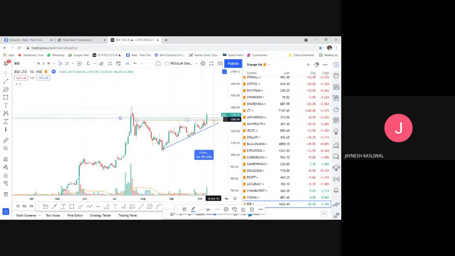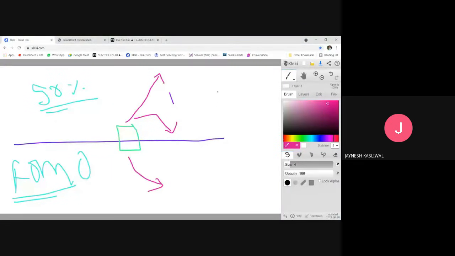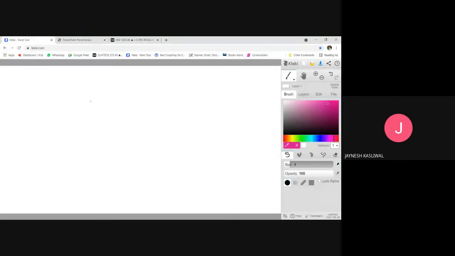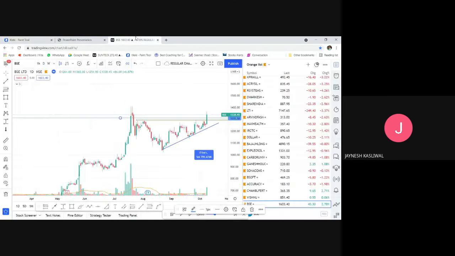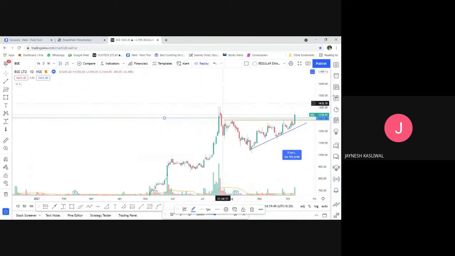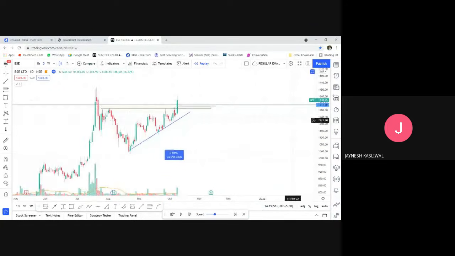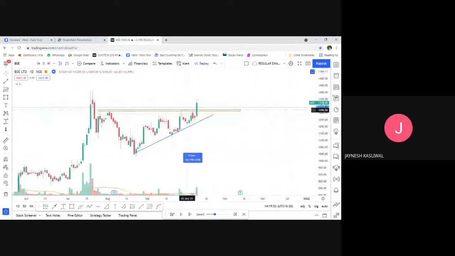Now my resistance area is at around 1300. I can keep alert up to a maximum of 3%, that is 39 rupees. Okay, this is the maximum. 1339 is the maximum point that I should be buying at. Why? Because ये हमने alert का इस्तेमाल किया है और ये हमारा 1300 is the resistance area, and now I have bought it at around 1338 rupees, for example.